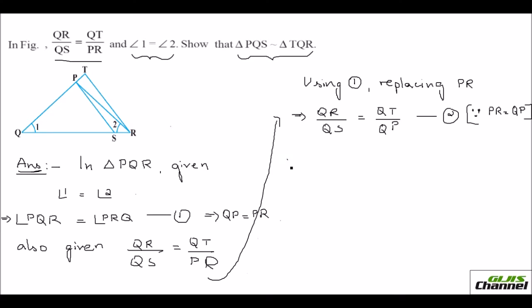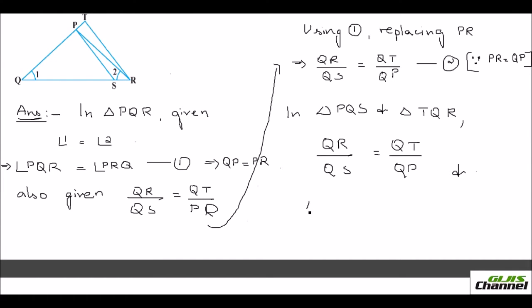So I'm going to take triangle PQS and triangle TQR, okay? You have two sides proportionate, that is, QR over QS is equal to QT over QP. So the two sides are proportionate and you have a common angle, right? Angle PQR is congruent to angle TQR. So I write that here: common angle for both the triangles. Got it? You have to write the reason for everything you write.